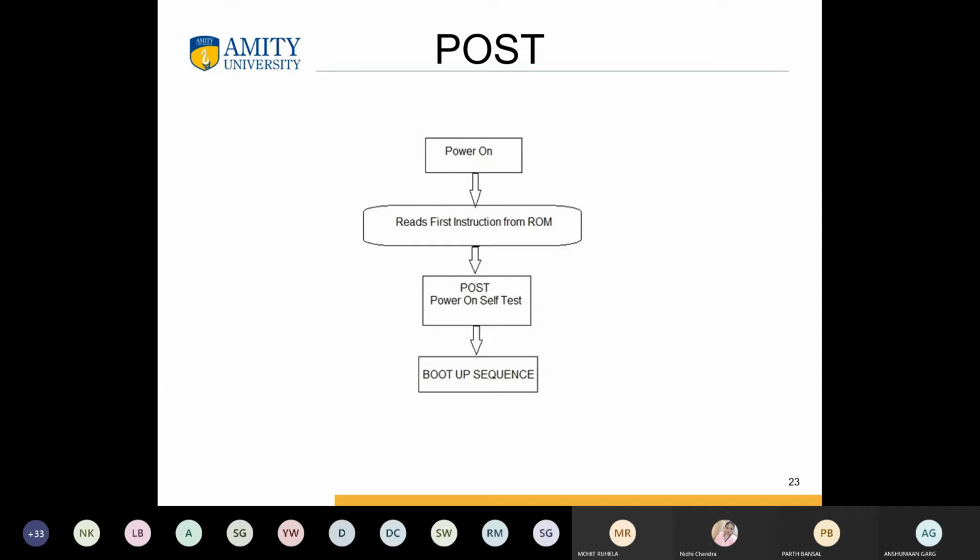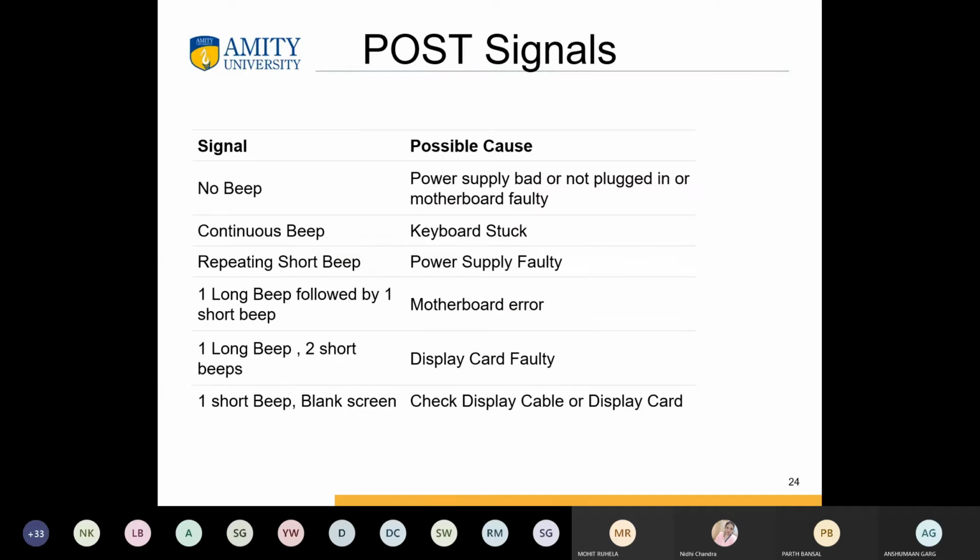But before mounting and before booting that operating system, first it will check with each and every hardware which is connected with the system, and it will notify you with the errors also. And those errors will be something like this.